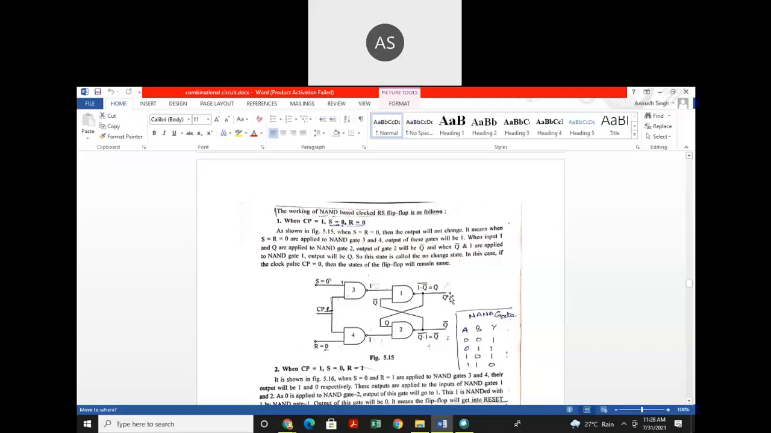will give 0. So there is no change in state, meaning present state and next state remain the same when S is equal to 0 and R is equal to 0. If the present state is 1, then this 1 is connected to this terminal, and 1 and 1 is 0, and 0 and 1 is 1. So there is no change in state when S and R are 0, 0.